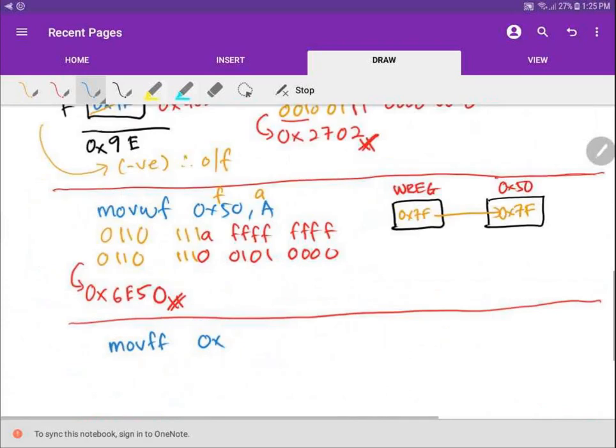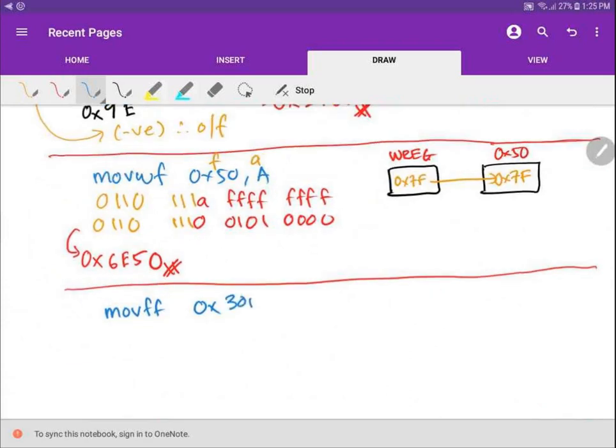30B, 40E. So what is the machine code for this? Can you all read through and let me know? 1100. So these are all the F. Then the bottom one. 1111, and then you have.